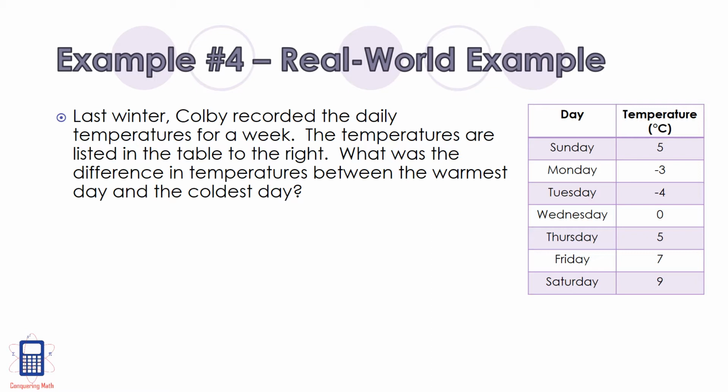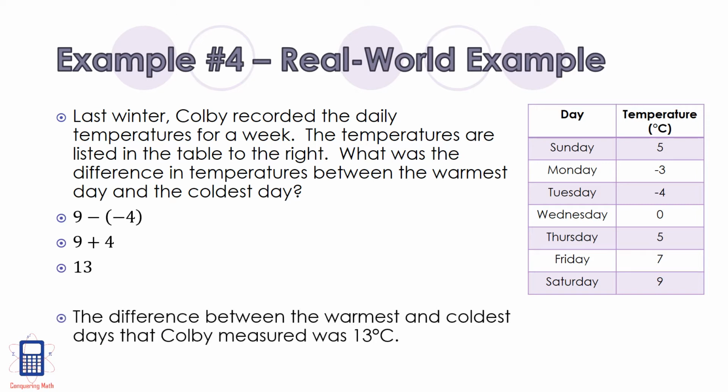Since we need to find the difference, we should subtract. So we have 9 minus negative 4. Now remember, the next step is to change the negative 4 into positive 4 and change the subtraction sign to addition. So instead of 9 minus negative 4, now we have 9 plus 4, and we know that 9 plus 4 is 13. So this means the difference between the warmest and the coldest days that Colby measured was 13 degrees Celsius.